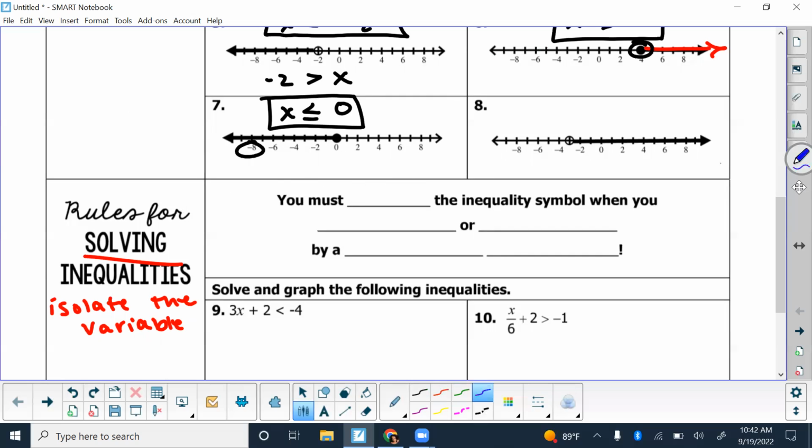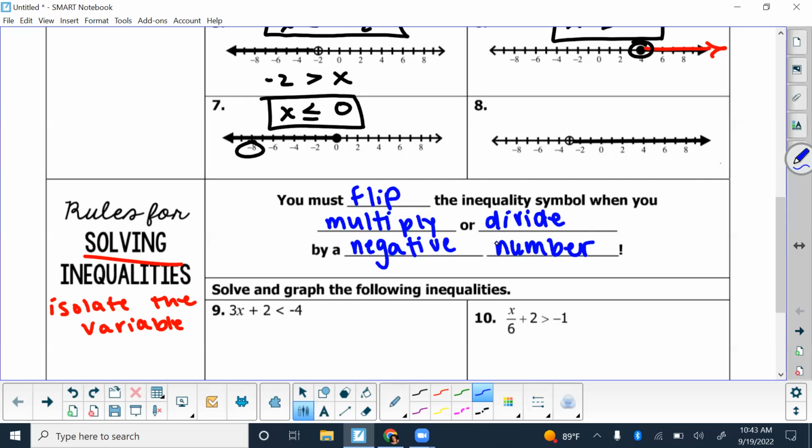Anyone happen to know from previous experiences, maybe? So you must flip the inequality symbol when you do what? Anyone remember? I heard both answers, so thank you. When you multiply or divide by what? By a negative number.